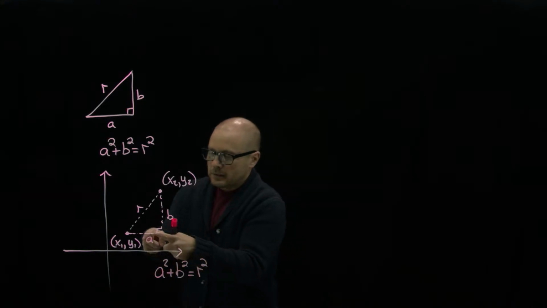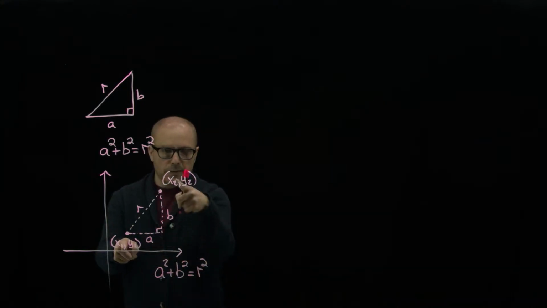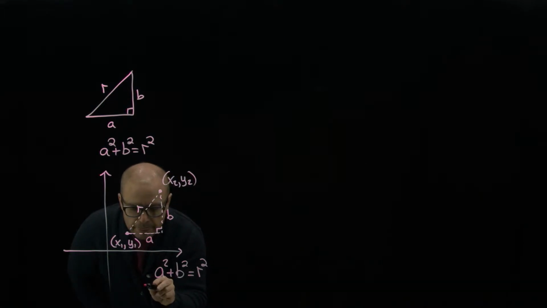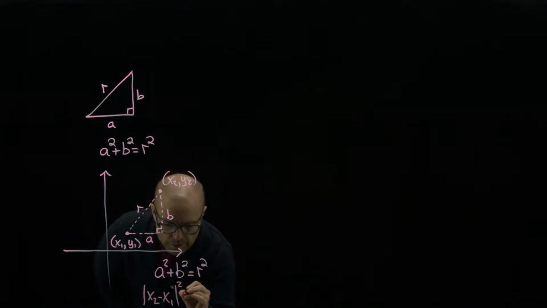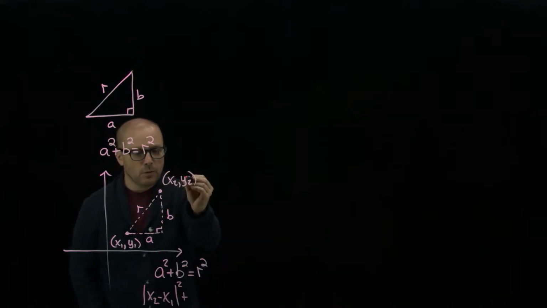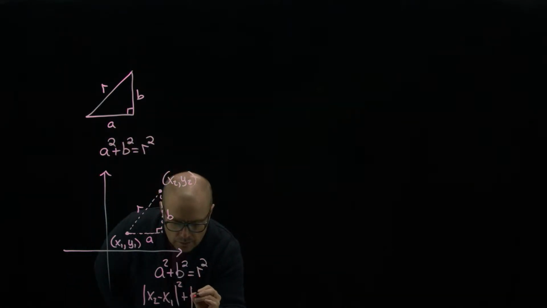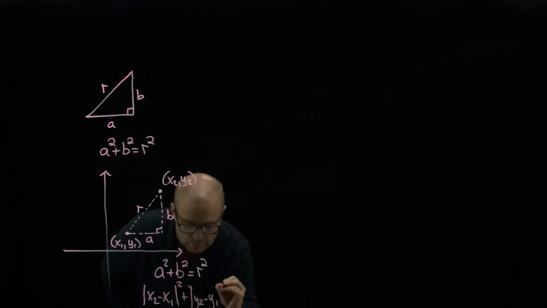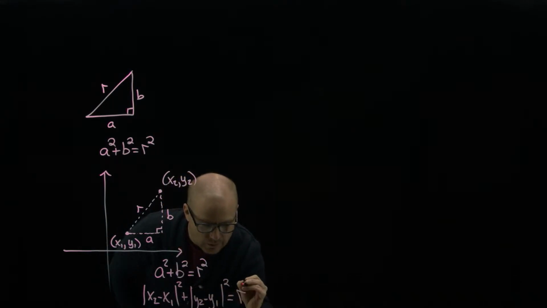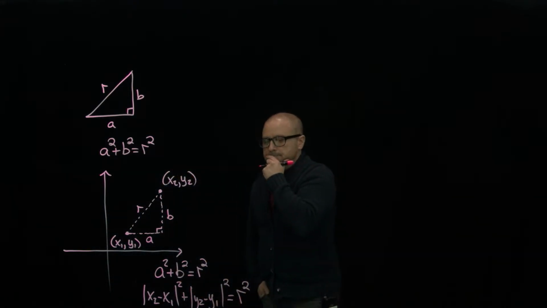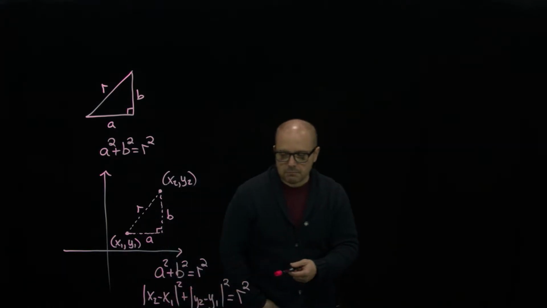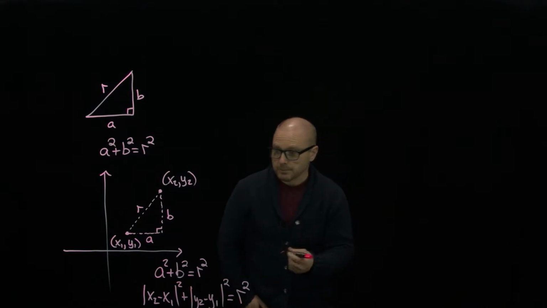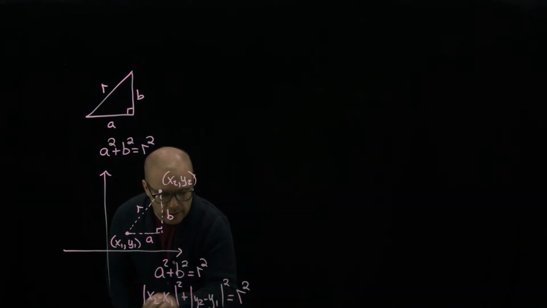But what is a? A is the distance laterally, so from your x1 to your x2. So the difference in absolute value. You don't know which one is bigger, so I'll just say absolute value of x2 minus x1 squared. What is b? It's the difference in the y values, right? It's our vertical change. So y2 minus y1 squared, all of that equals r squared. Now, that's OK, but absolute value is a little bit cumbersome.